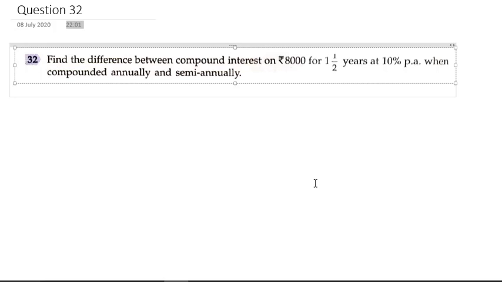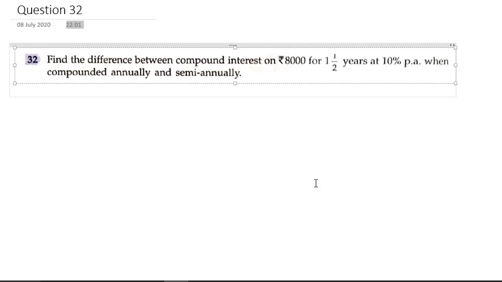Find the difference between compound interest on ₹8,000 for 1.5 years at 10% per annum when compounded annually and semi-annually. So we have to find the difference between compound interest when it is compounded annually and semi-annually. So what we will do? We will find the total amount after 1.5 years by using compound interest annually and semi-annually.